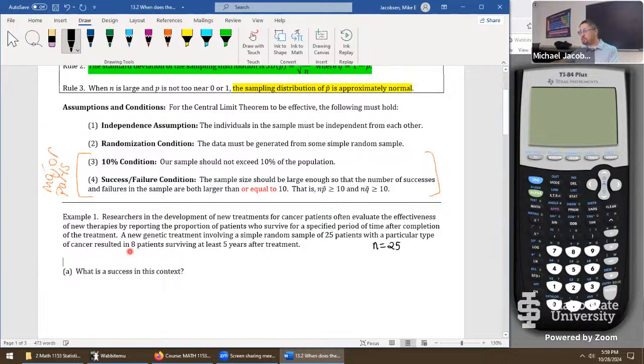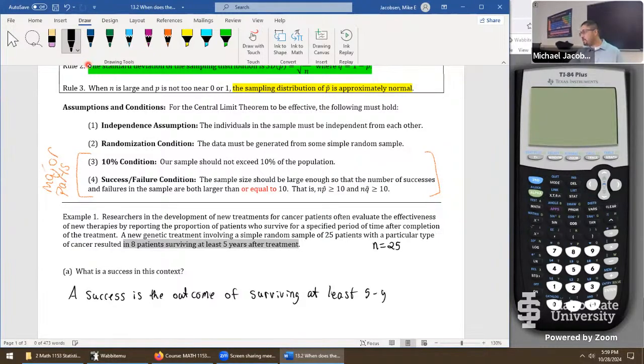I think I spilled the beans a little bit on this one, but let's see. They said out of 25 patients with that type of cancer, 8 patients survived at least 5 years of treatment, so they're telling us what the success would be. So we can say here, a success is the outcome of surviving at least 5 years after the new treatment.